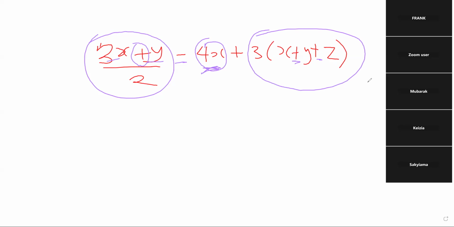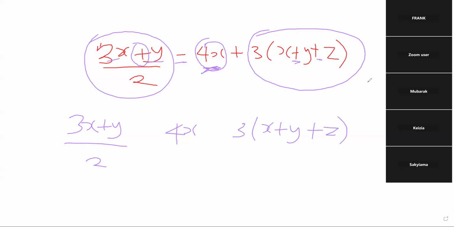So whatever I have there has 3 terms. The first term is 3x plus y out of 2. The second term is the 4x. And the third term is 3 into bracket x plus y plus z. So it means that the expression I have there has 3 terms.